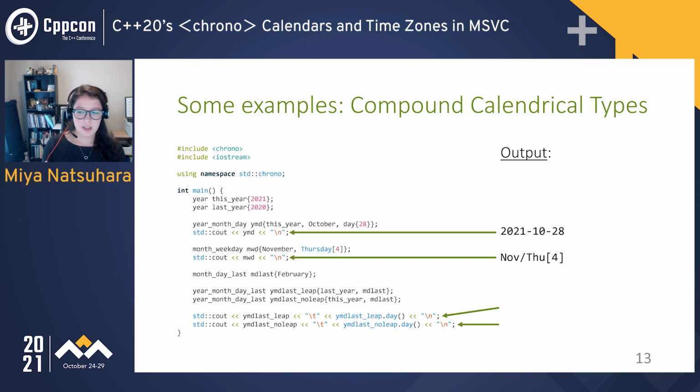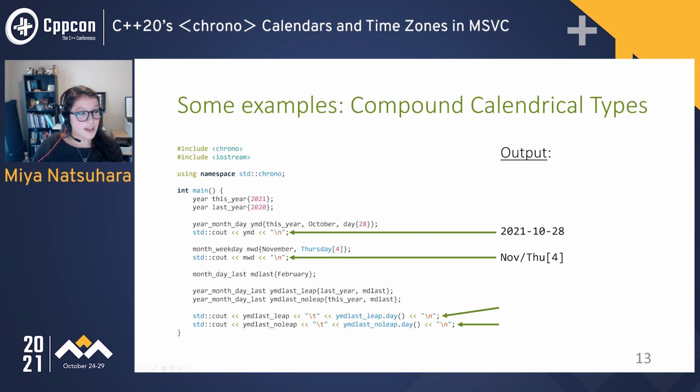Down here, we have a month_day_last, which is, again, a little bit of an interesting type. And all I'm giving it is a month. So what this represents is the last day of whatever month it is given. So here we're talking about the last day of February. Again, we don't have a year yet. We don't actually even have a day yet, because the last day of February depends on what year we're talking about. So this is just representing that idea of the last day in a specific month.